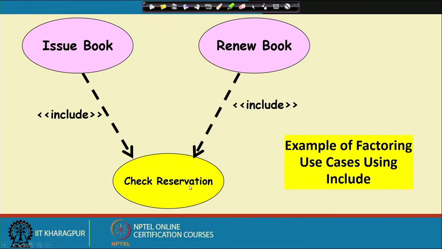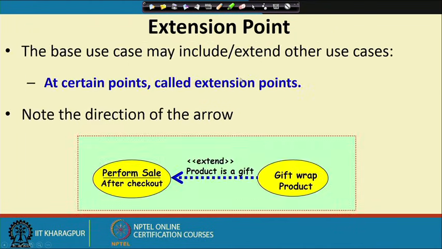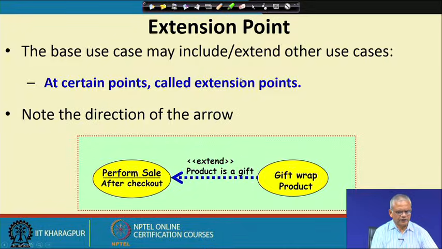So, it gets developed only once. It also helps to simplify these two use cases, the issue book and renew book. This is the third way to factor a use case, called the extend relationship between two use cases.